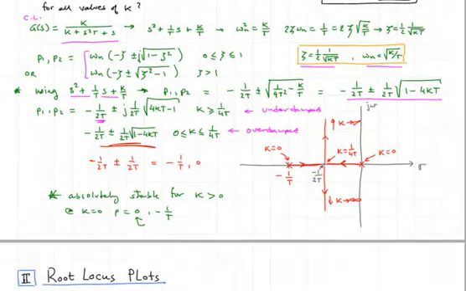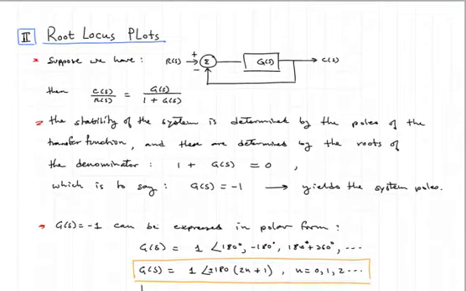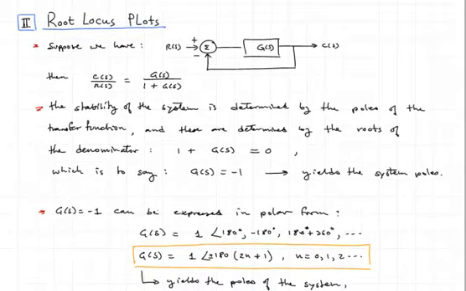So now let's look at the basic principle before we develop the tools or the steps. We have a system whose open loop gain is G of s, and our closed loop gain, say G closed loop, is C over R, and it's going to be equal to G over 1 plus G.